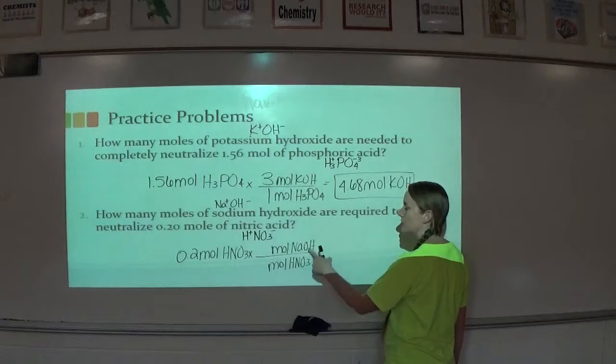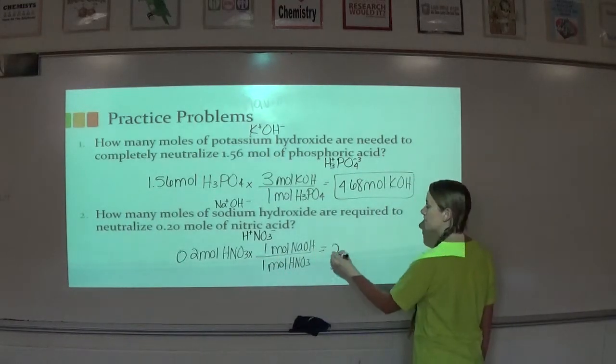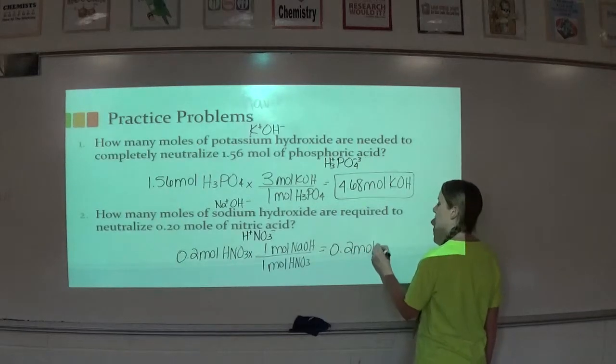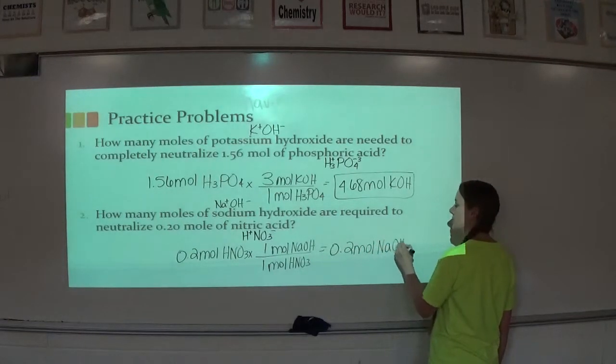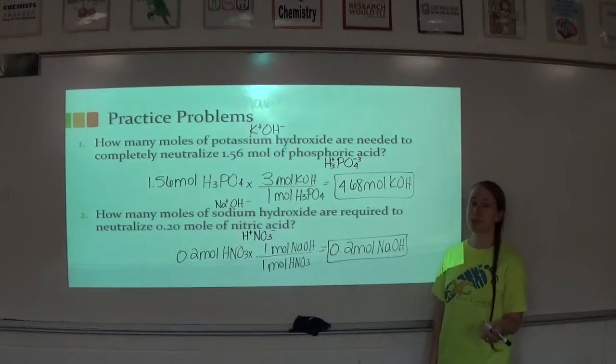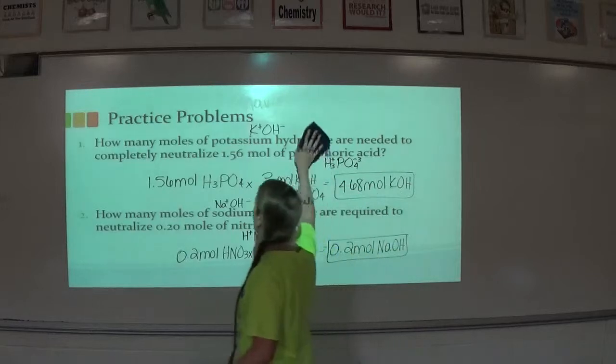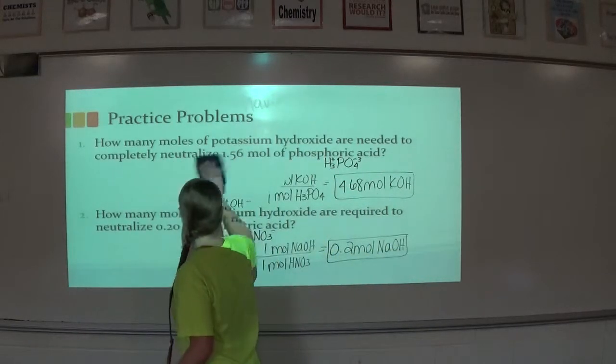Because I have 1 H and 1 OH, they already cancel. So I can put 1s with both of them. And I end up with 0.2 moles of NaOH. All you're trying to do is make sure you have the same amount of H's and OH's so they can cancel out and make a neutralization happen. Alright, so hopefully you got that one right, because now we're going to add a couple more steps to it.